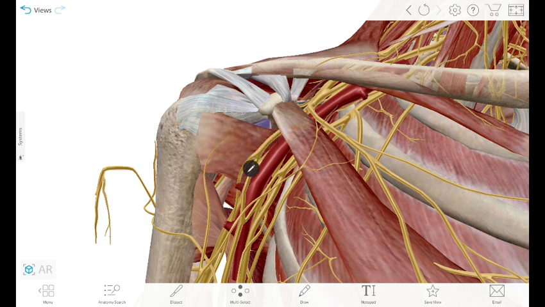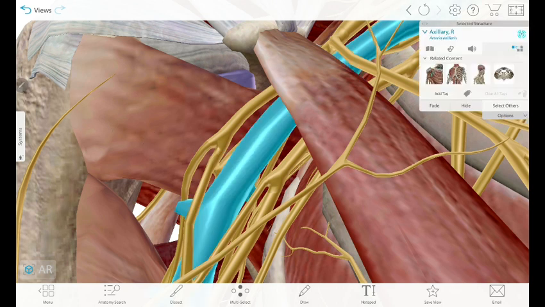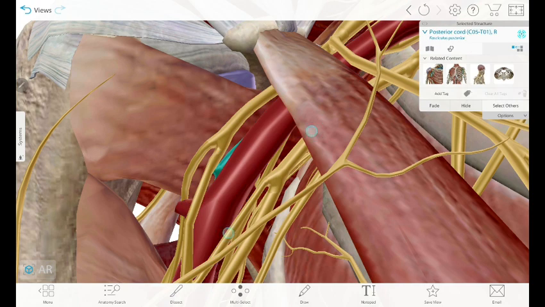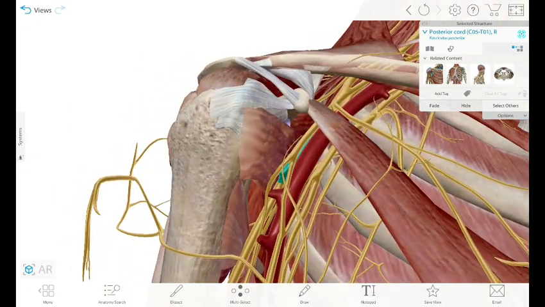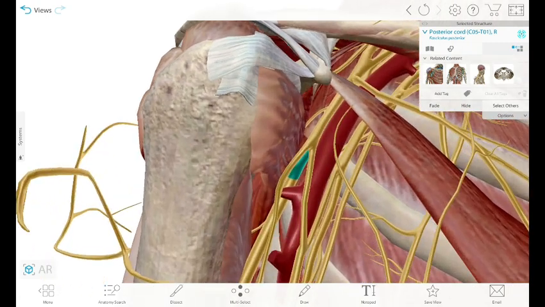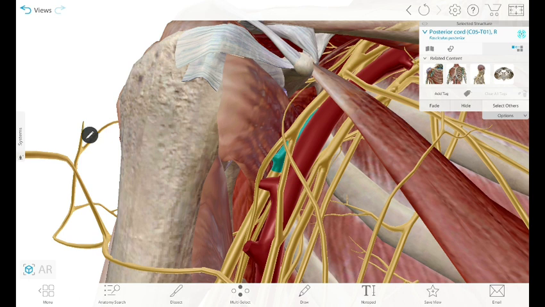The cord which lies lateral to it is the lateral cord, and the cord which lies posterior to it and is almost hidden by the axillary artery is the posterior cord. So if I zoom in, you can see that this cord is lying posteriorly to the axillary artery. So this here is the posterior cord of the brachial plexus, and we know that the radial nerve is a branch of the posterior cord of the brachial plexus.